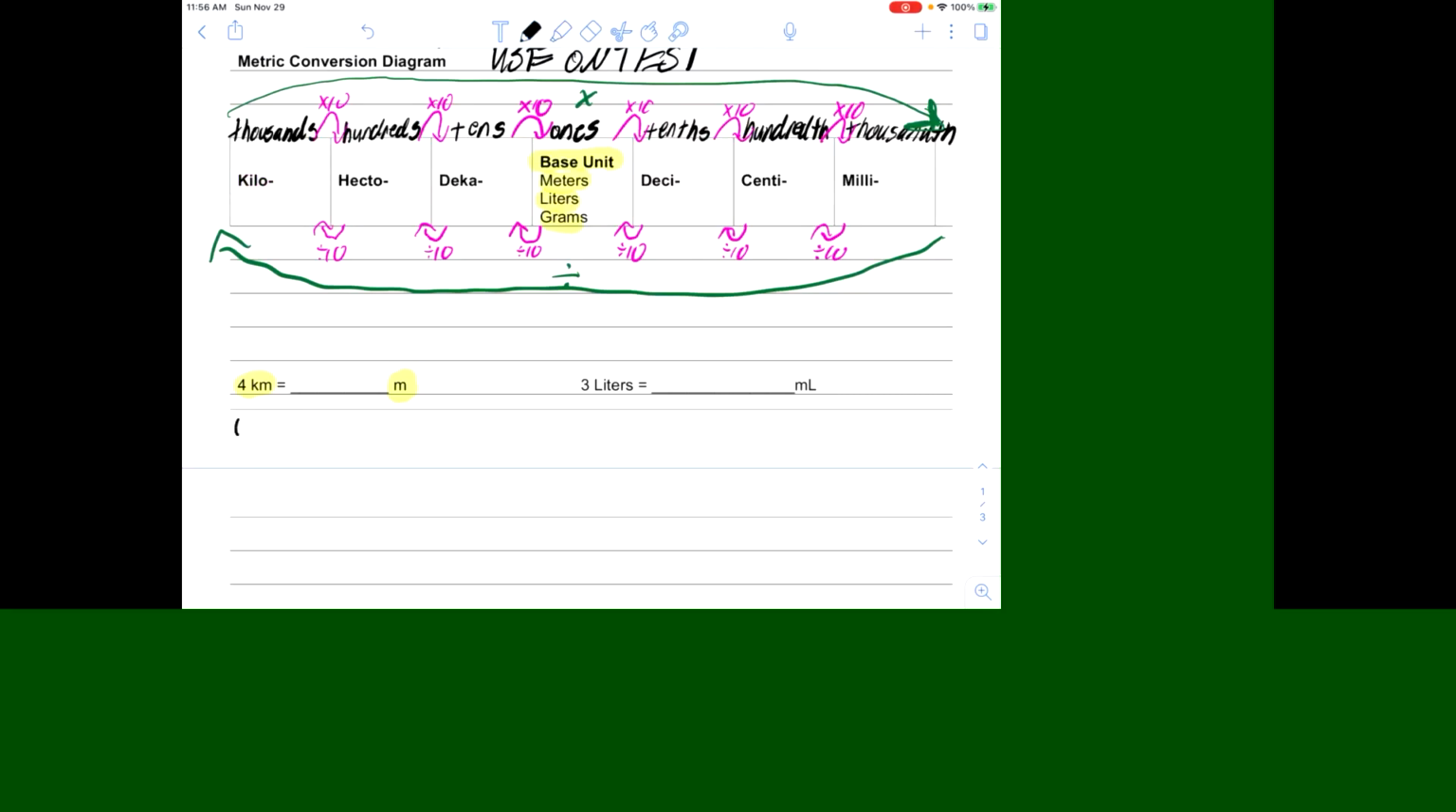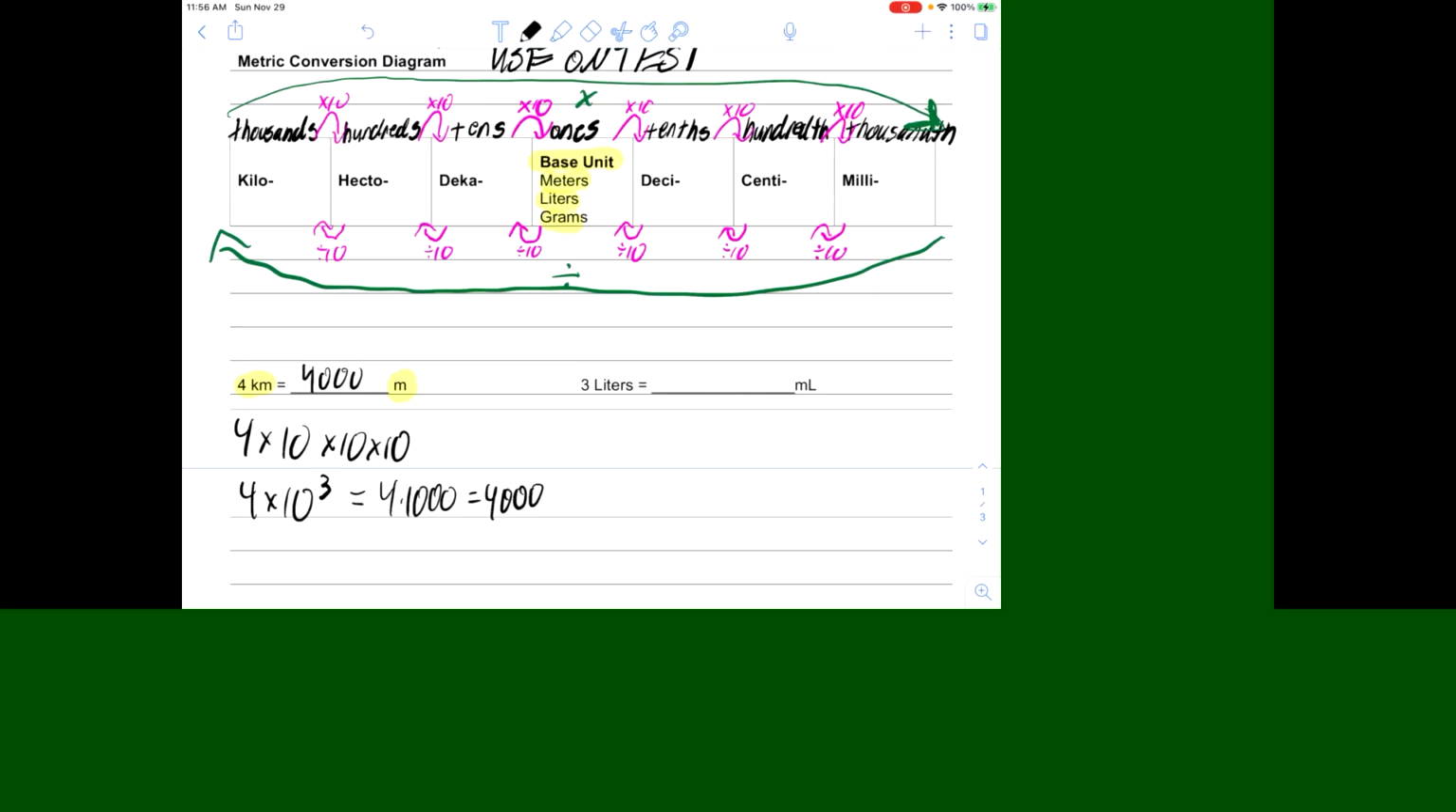Okay? So 4 times 10 times 10 times 10. The other way I could think about this is I'm multiplying by 10 three times. So this is 4 times 10 to the third power. It's always 10, and the power is the number of steps I had to take to get from kilo to the base unit. 4 times 10 to the third power, that's 4 times 1,000, which is just 4,000. So 4 kilometers equals 4,000 meters.